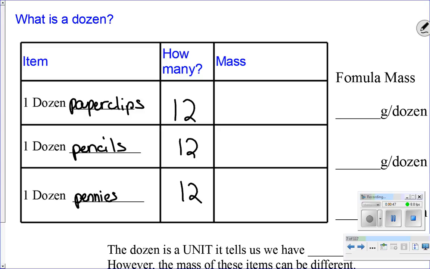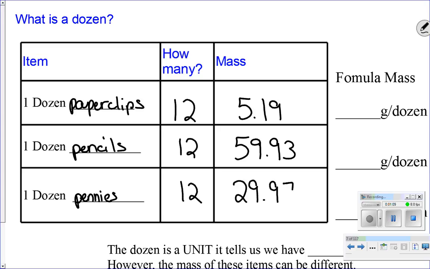However, if I put a dozen of each of these items on the scale, the masses that I'm going to get are going to be different. The paper clips are pretty light, so 12 of them weigh 5.19 grams. Pencils are a little bit heavier, and if I put 12 of them on the scale, they weigh almost 60 grams. And finally, the pennies weigh close to 30 grams.